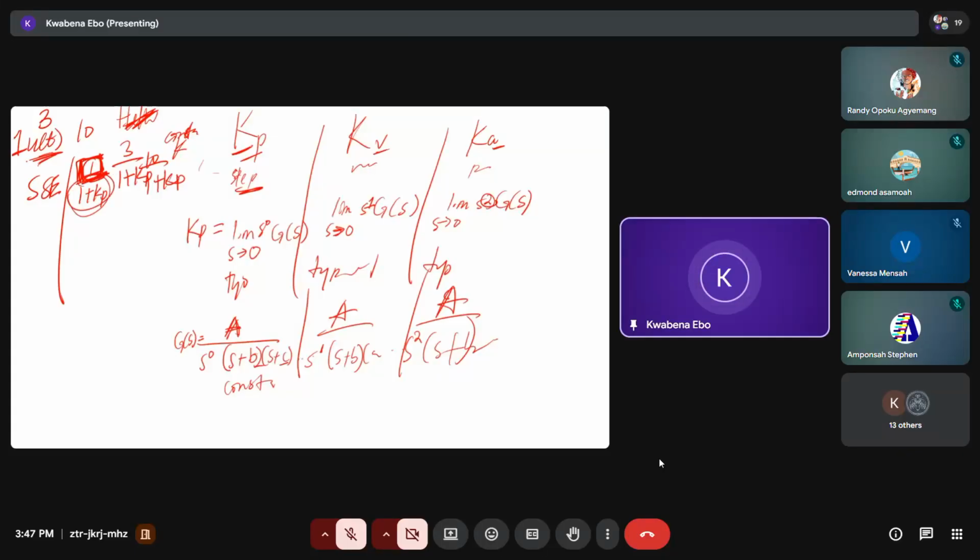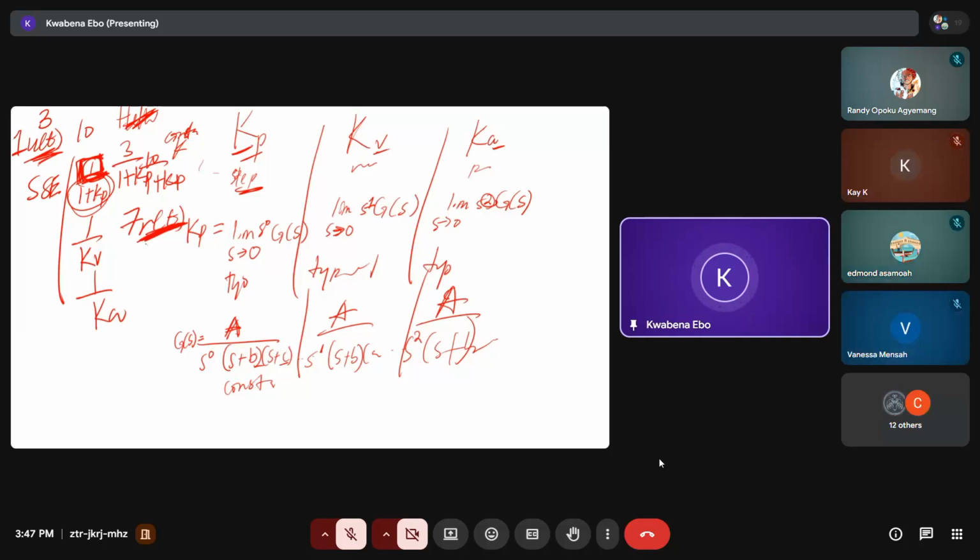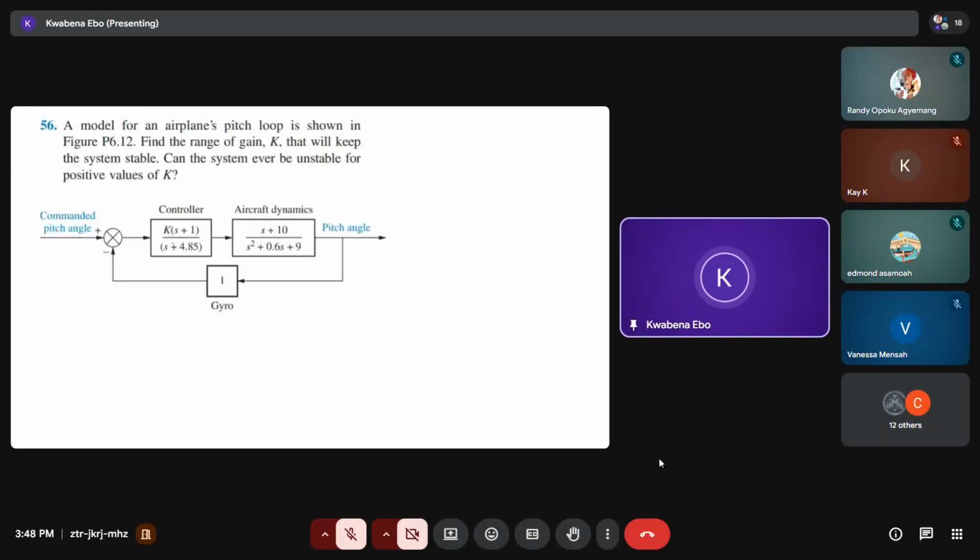And then you can say the denominator is derived from the type of input. For a type 1 system, it's just 1 over Kv. Type 2 system, 1 over Ka. And so if we had maybe 7 r(t), where r(t) is a ramp input, the steady state error will be 7 over Kv. That is what it means, not every time 1. It depends on the value we are given.